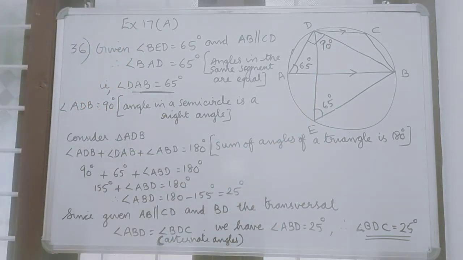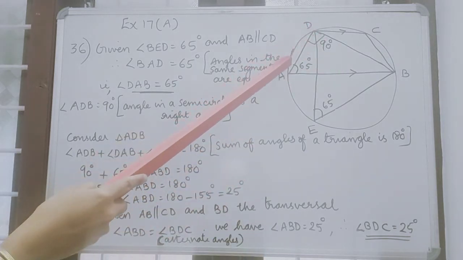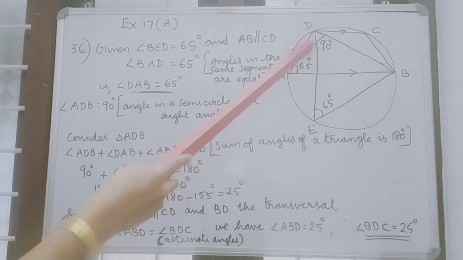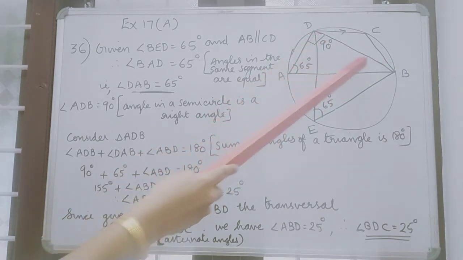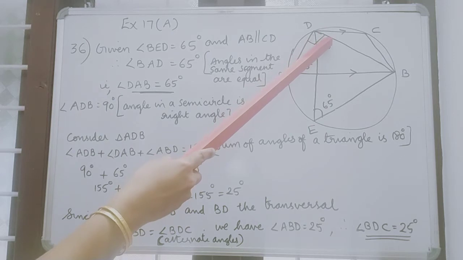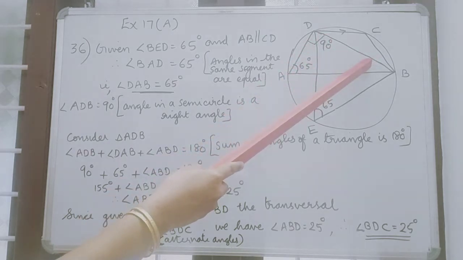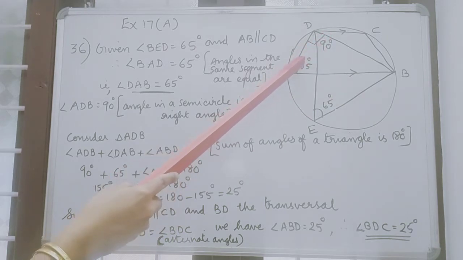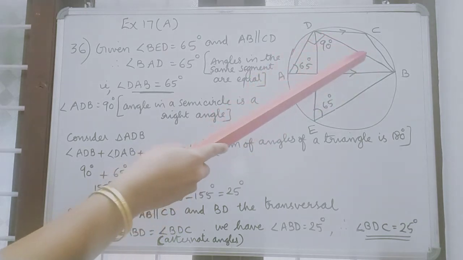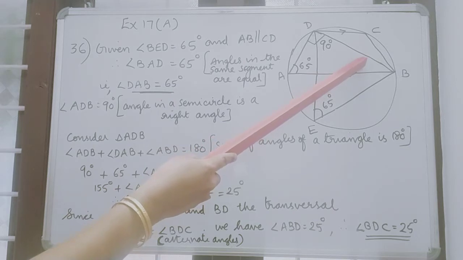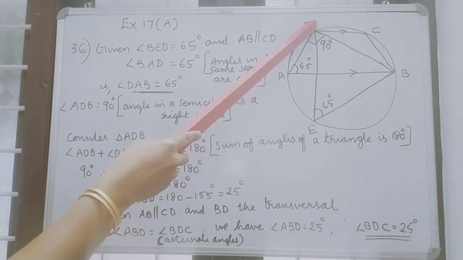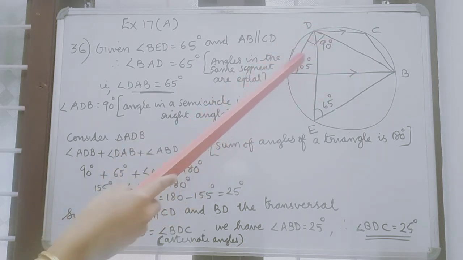ADB is 90 degrees. So consider that triangle. Third angle we want to find out. For that, consider triangle ADB. We know the sum of angles of a triangle is equal to 180 degrees. We have here 90, here also 65. So what about the third angle? That will be the sum of these two subtracted from 180. So angle ABD will be 180 minus the sum of these two.